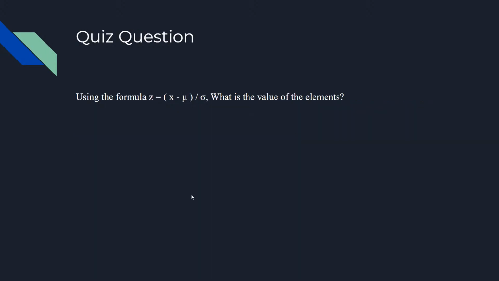And to wrap things up, this is a quiz question. So far we have gone over the standard deviation, how to find the z-score, what standard deviation is, what the mean is, as well as a couple of examples, especially how to find the z-score, what the standard score is, how it can be positive, negative, or 0, and given the formula. So, this is the question. Using the formula z equals x minus mean over standard deviation, what is the value of the elements?